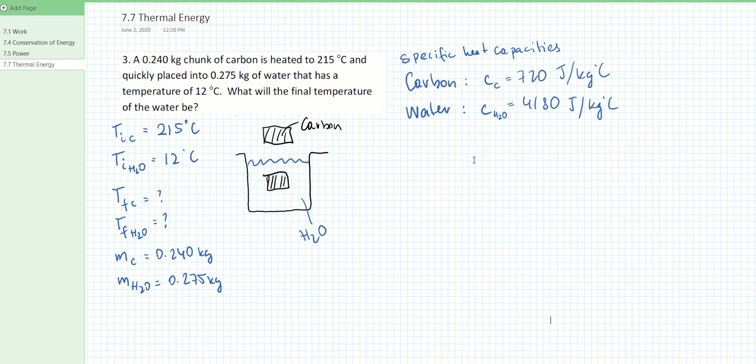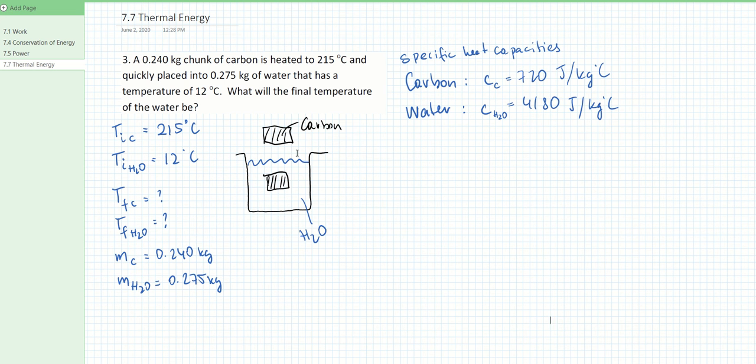So here's what we know. We know the initial temperature of the carbon, 215. We know the initial temperature of the water is 12 degrees. We don't know the final temperature of either one. We know the specific heat for each one. So carbon is 720 joules per kilogram Celsius and water is 4,180 joules per kilogram Celsius. And we also know the mass for each one, so for the carbon and for the water.